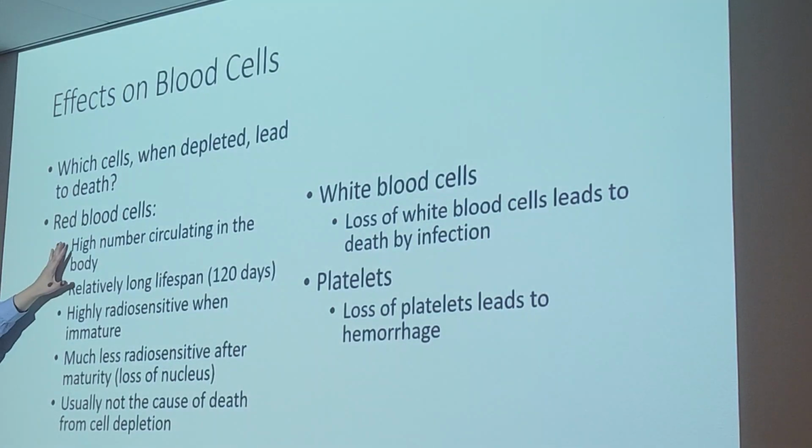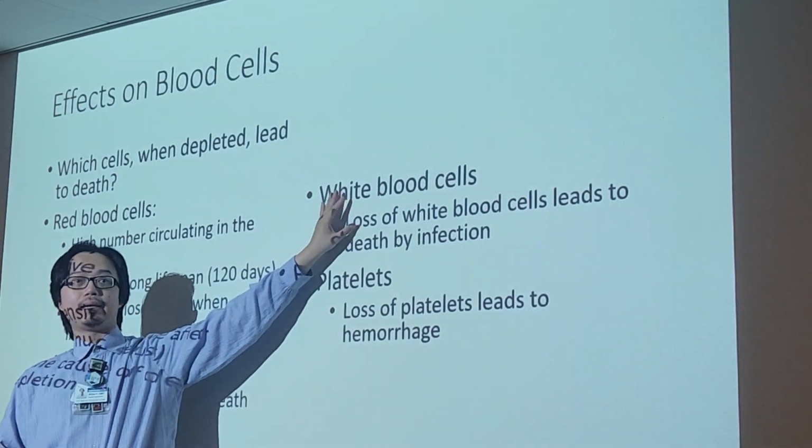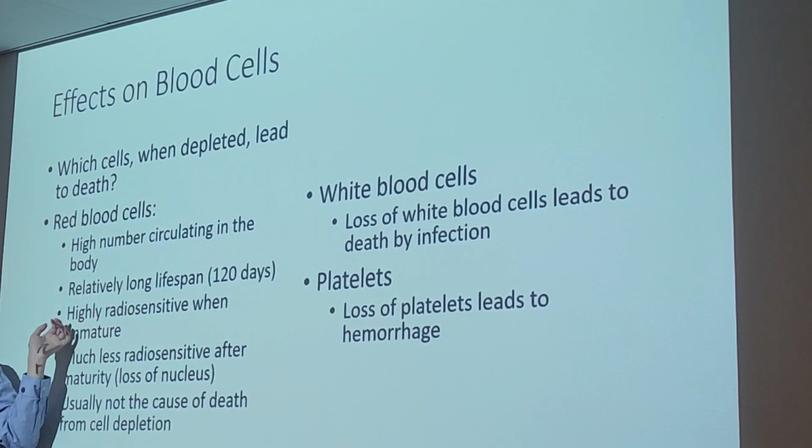Okay, it's not about red blood cells. Red blood cells usually are fine, right? They're usually not the cause of death from cell depletion. It is your white blood cells that are primarily affected. And then after that, platelets. And finally, red blood cells.